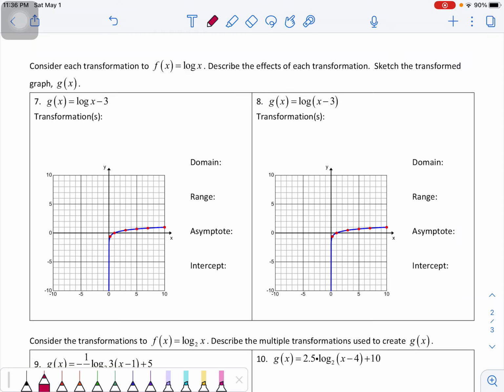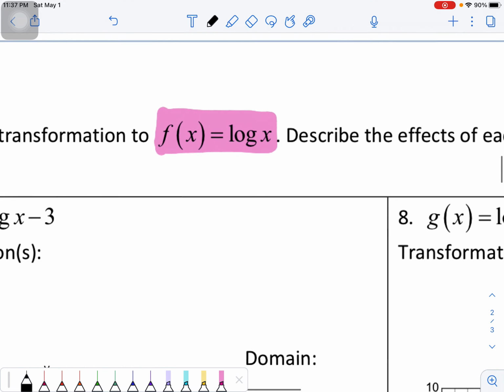Let's start transforming, not translating, but transforming some logarithmic equations and logarithmic functions. So we're going to start with the parent function, which is f of x equals the log of x. Now, one quick reminder, and this has really nothing to do with the transformation piece of it, but I want to zoom in on this. Remember, this is the same thing as log base 10 of x.